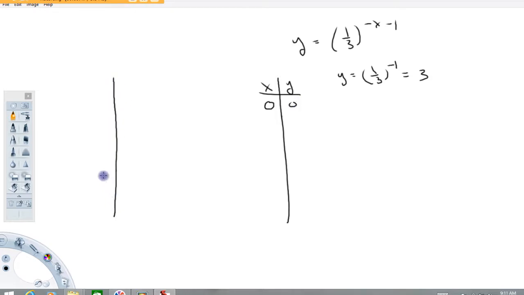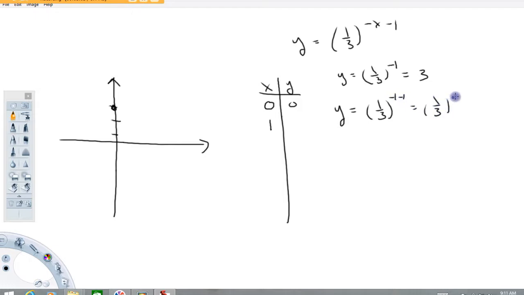And I think what I'll do here is, as I calculate them, put them on the graph. 1, 2, 3. And then maybe x is 1. So y is going to equal 1/3 to the negative 1 minus 1, which is 1/3 to the negative 2, which is 3 squared, which is 9. So this goes through the point 1, 9. That's way up here somewhere.